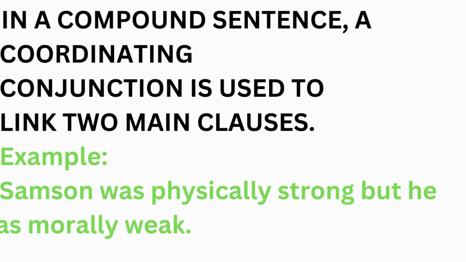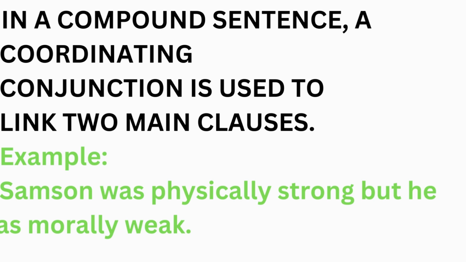Of course, let me try and show you what this means. If we analyze this sentence, Samson was physically strong is main clause number 1. Let's represent main clause with MC, main clause number 1. Then, but is the coordinating conjunction. He was morally weak is main clause number 2. Let's call this MC2, right?